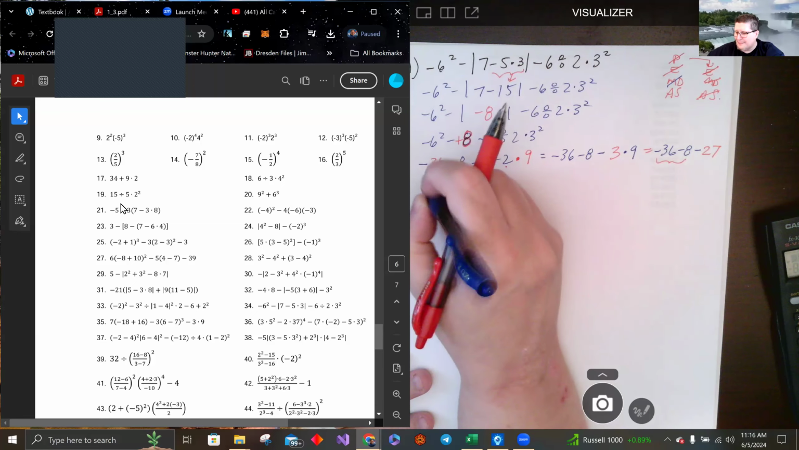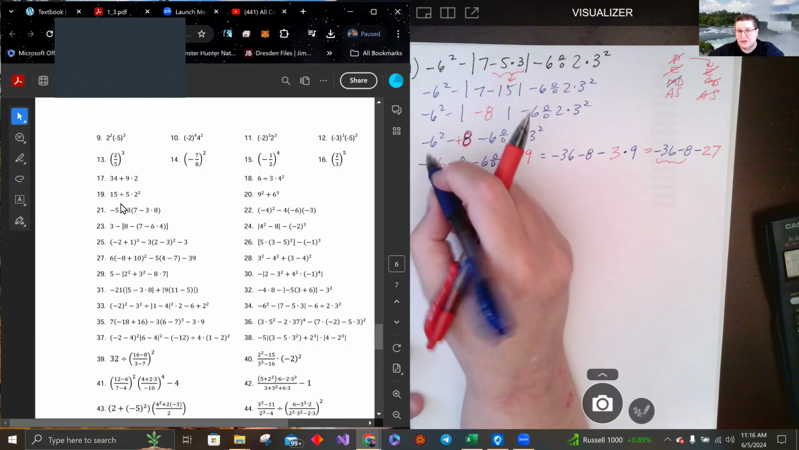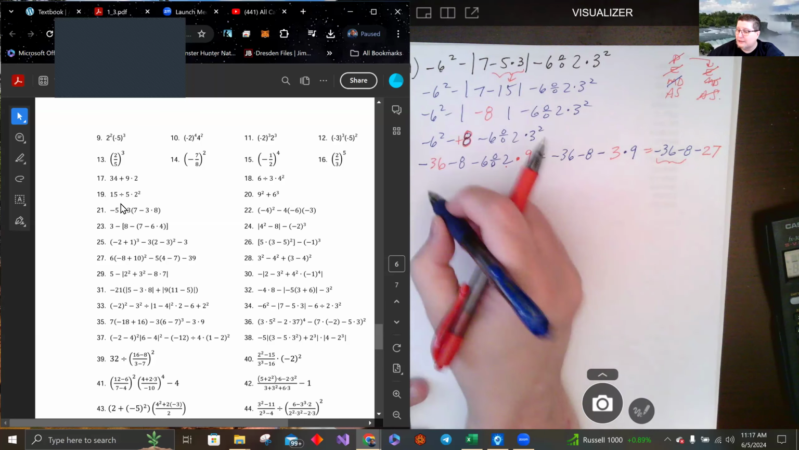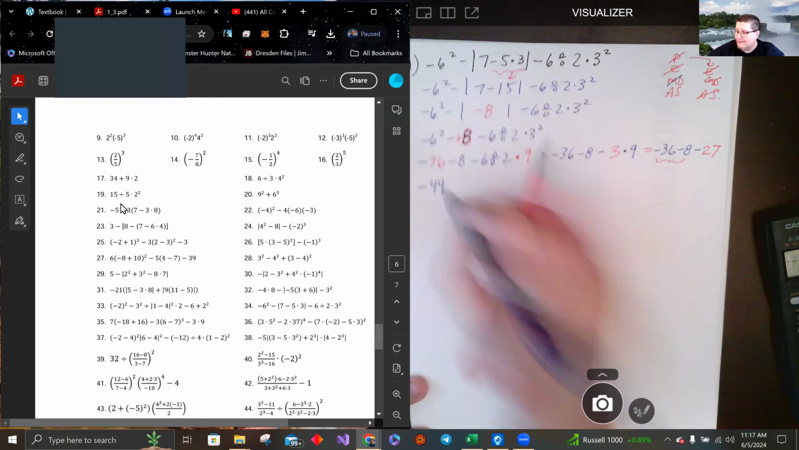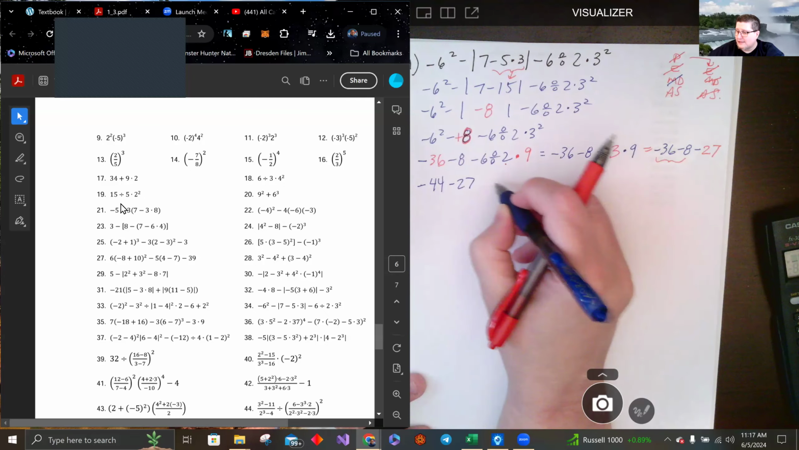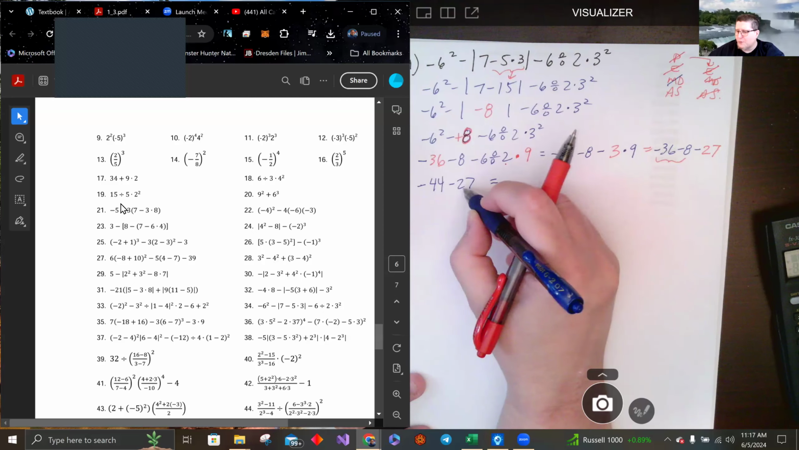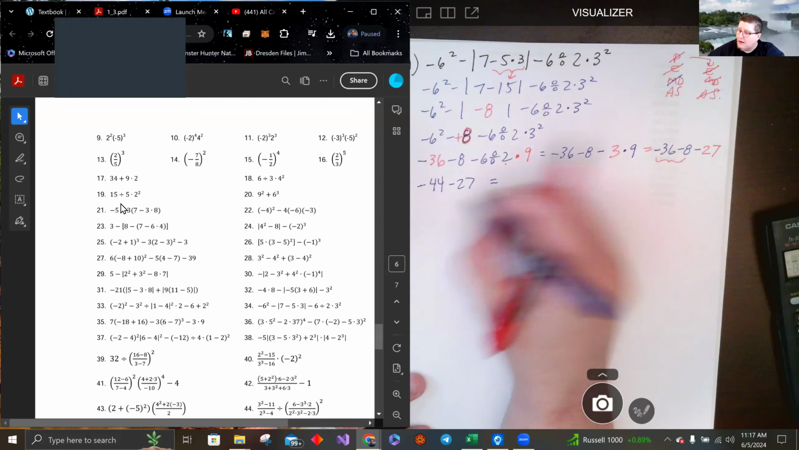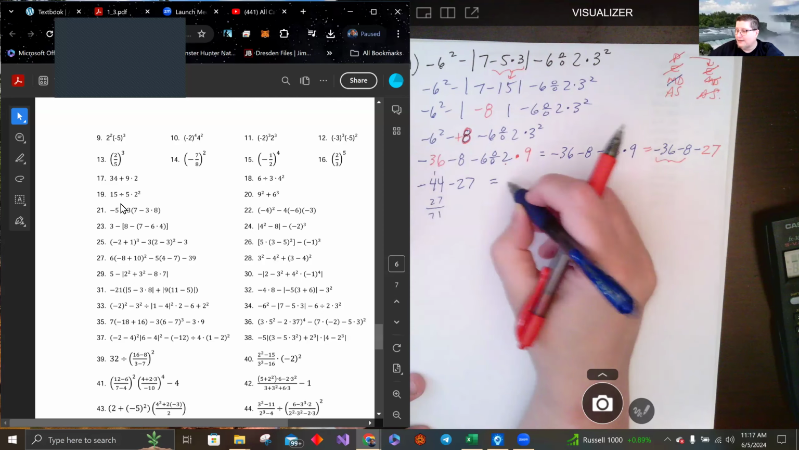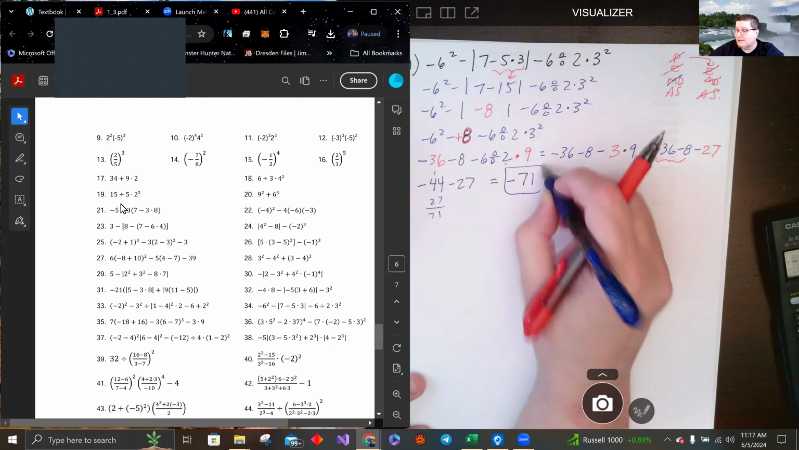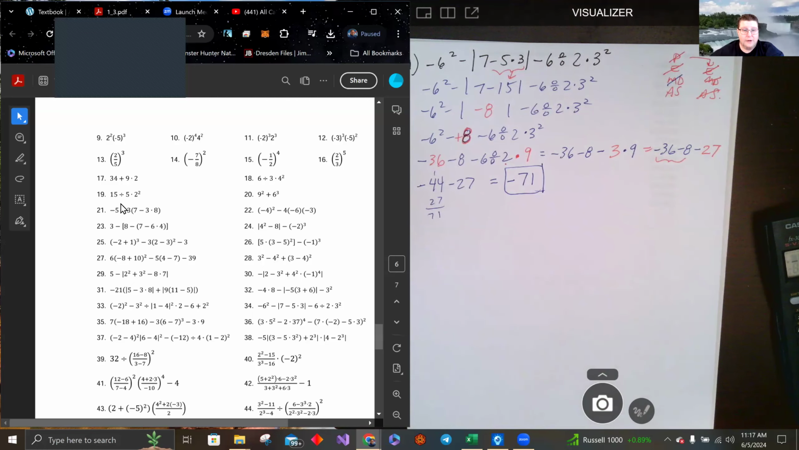Negative 36 minus 8. They're both negative, so I can just add them and use the negative value. 36 plus 8 is 44, and it's negative. And I have negative 27. And finally, I do those. They're both negative, so I add them. 44 plus 27 is 71. Negative 71. Okay.